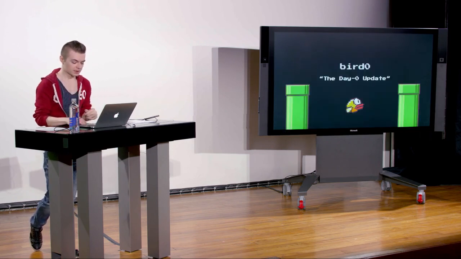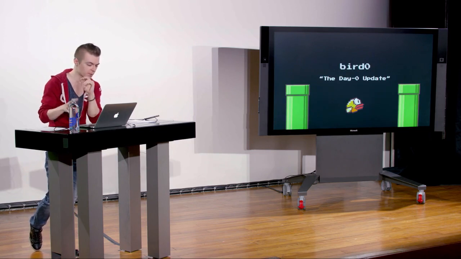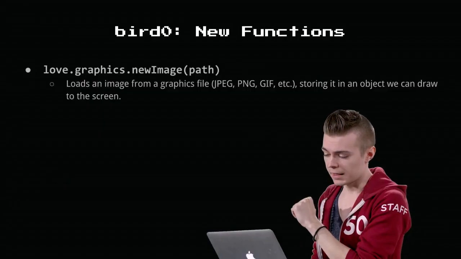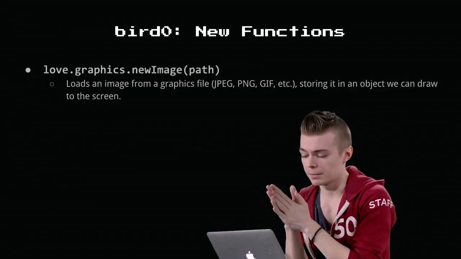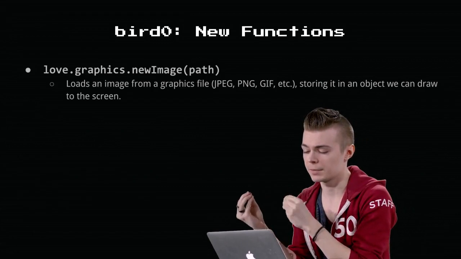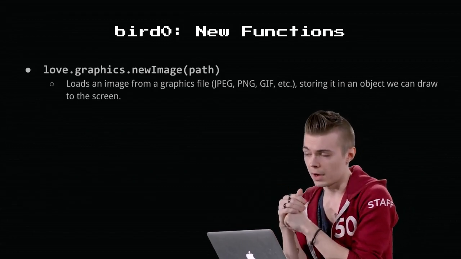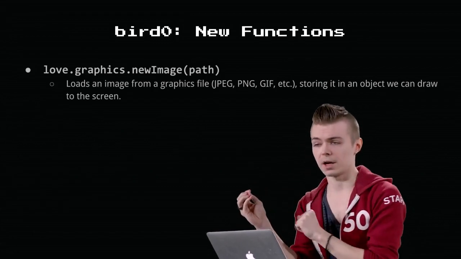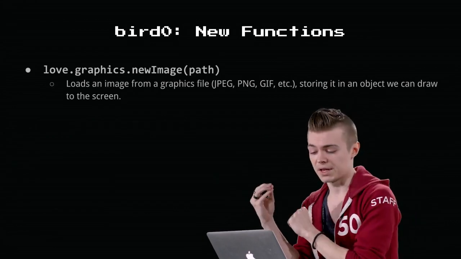So today we'll be doing a little bit more live coding. The very first example that I want to cover is the day 0 update for Flappy Bird, and an important function that is going to be probably the most visibly obvious function we'll be using throughout this lecture is love.graphics.newImage, which takes a path.